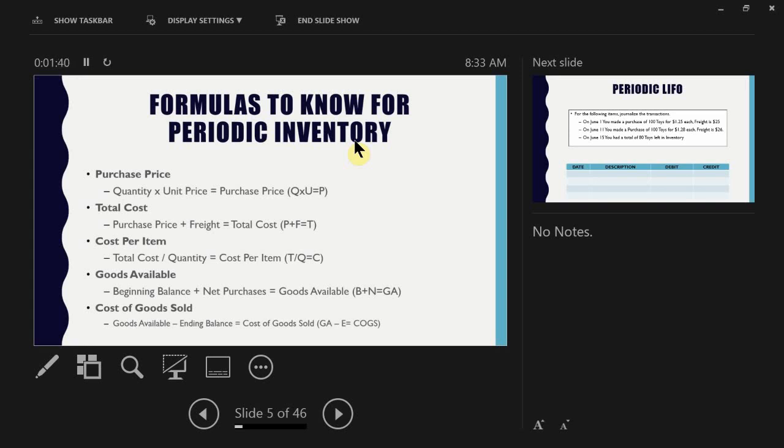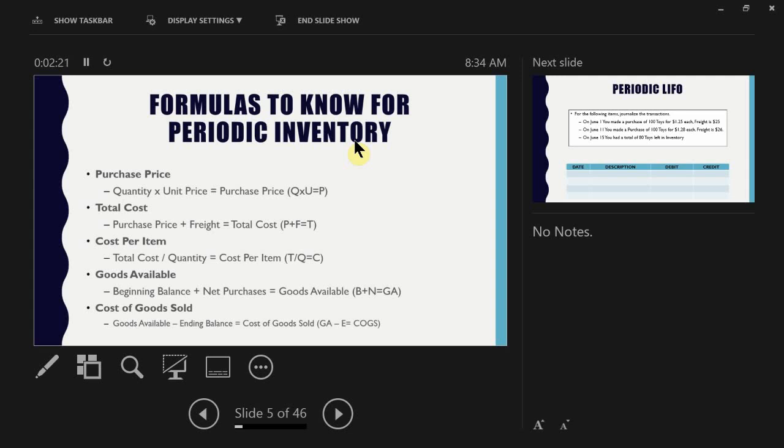We're going to deal with the purchase price, the total cost, as well as the cost per item, because the first thing we've got to do is make our batches and make a cost per item for each batch, okay? And then from there, we can determine what order we choose to sell out our items. The goods available is your total net purchases plus your beginning inventory. And to find the cost of goods sold, you're going to take your total goods available and subtract out the ending inventory.